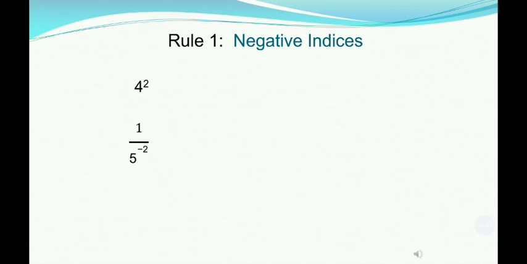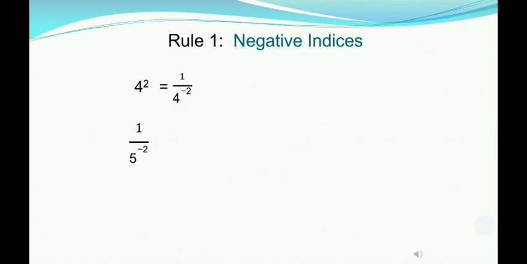So let us see the first law of index, that is negative indices. Here I have considered two examples. 4 square. So 4 square can be written as 1 divided by 4 to the power of minus 2. So when the power is in the numerator and it comes to the denominator, it becomes negative. And in the next example, we have 1 divided by 5 to the power of minus 2.